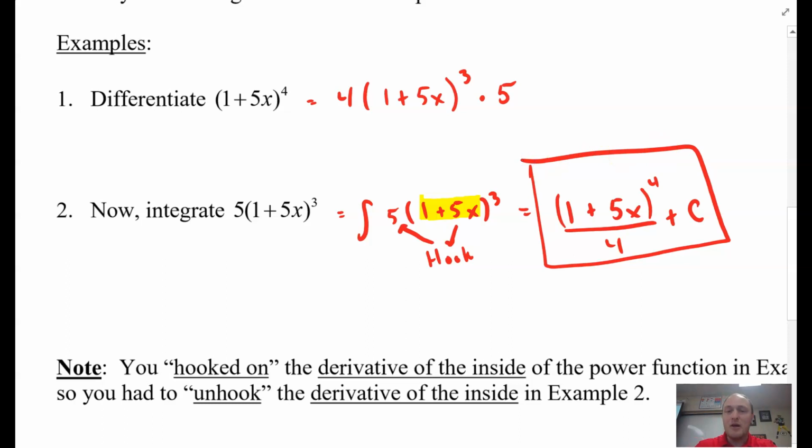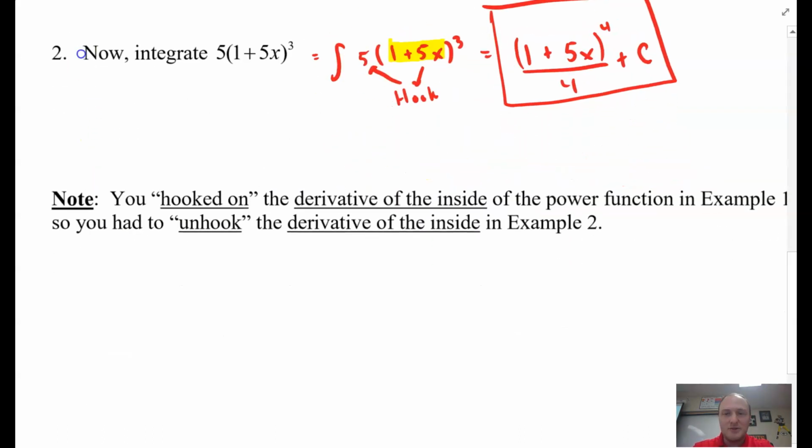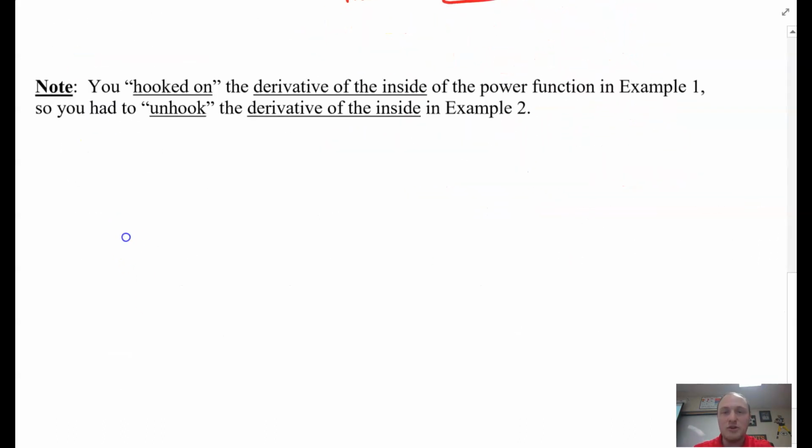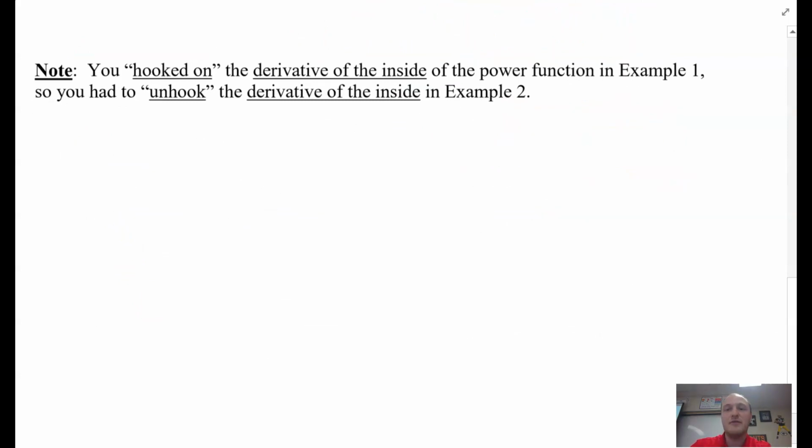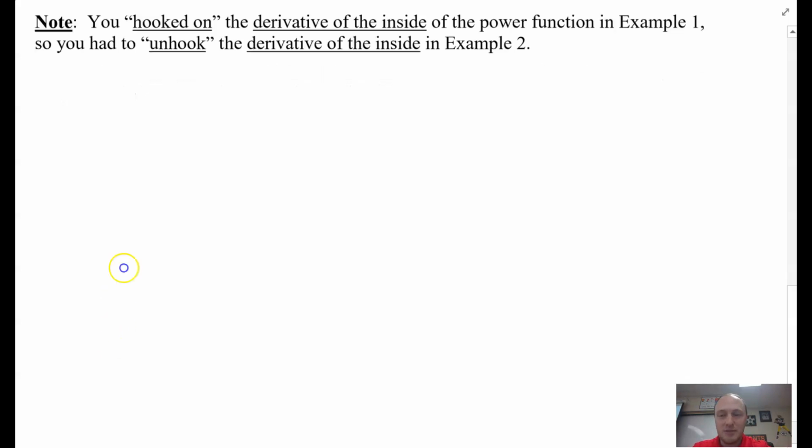And maybe you're like, hey, where did that 5 go? Well, we undid that hook on. So imagine, what if I wanted to differentiate this? Well, I would have to utilize the power rule. The 4s would disappear, and then you'd have to take the derivative of the inside, which is 5. So there it is. All right, and that's what this is saying. Note, you hooked on the derivative of the inside of the power function in example 1, so we had to unhook it in example 2.